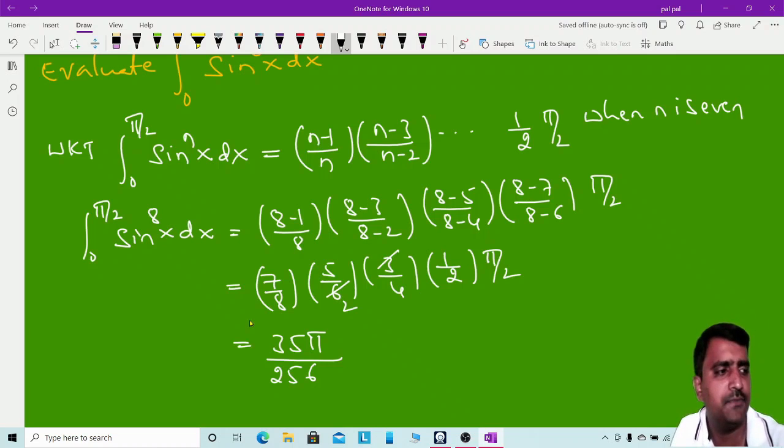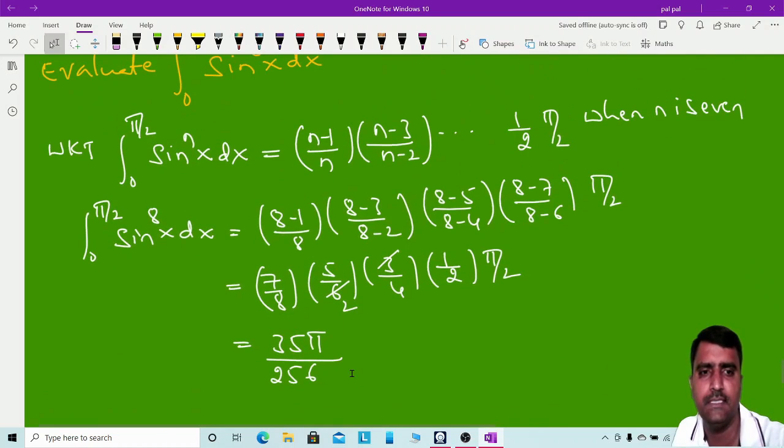So like this you find sine to the power of 7x, sine to the power of 5x with the limit 0 to pi by 2. And without limit also you can find its values. You try to find integration of sine to the power of 6x dx and integration from 0 to pi by 2 sine to the power of 7x dx. Okay, so find those two values.